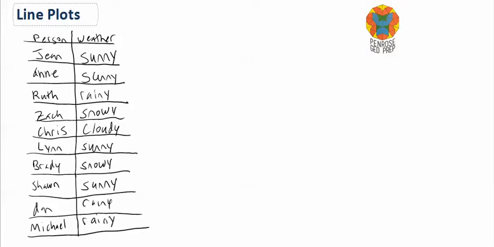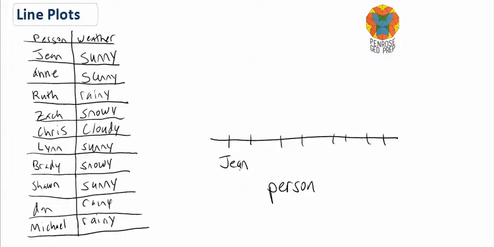So, say we have information in this table from a poll where people are asked their favorite type of weather: sunny, rainy, snowy, or cloudy. If we were to create a line plot like we did before, first we would create a line, and then below this line we would write person, and we would draw a mark on the line for each person, all 10 of them. And then we'd write the person's name below, and we would try and make dots to represent the type of weather. However, there's no good way to make dots to represent sunny because sunny isn't a number. So this way of representing this table in a line plot will not work.